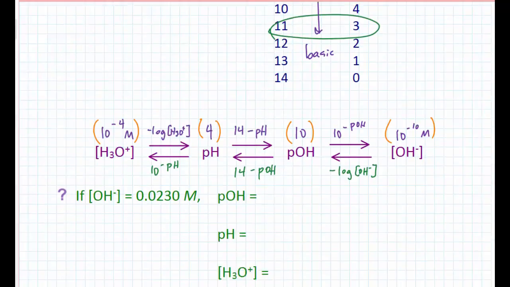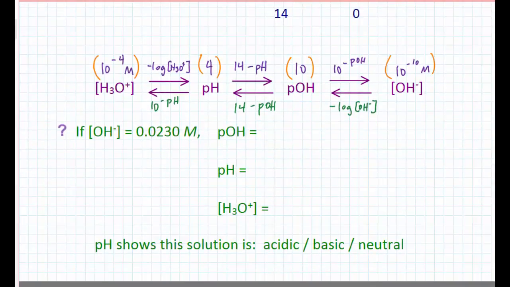So let's try that just with this set of calculations right here. Let's say we're given hydroxide ion concentration 0.0230 molar. Okay? That means we're starting over here. Okay? What math do I do to turn that into pOH? Take a look at the roadmap there. If we're starting with hydroxide, what do we have to do to get it into pOH? We're going to do the negative log of 0.0230. Okay.